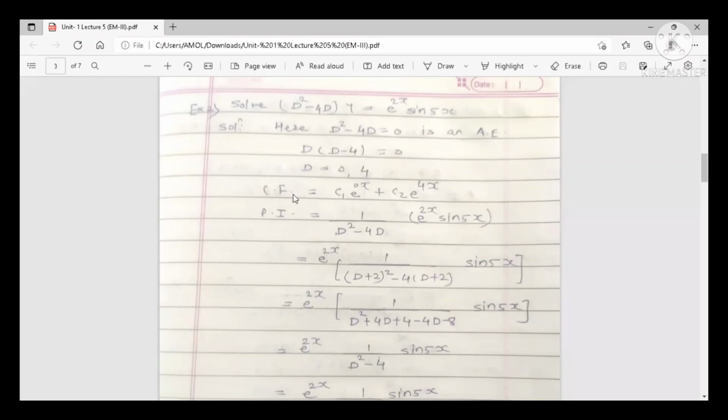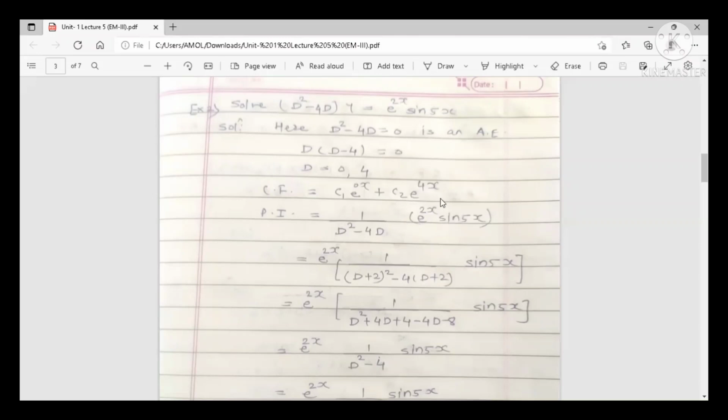So your complementary function is here: C1 e raised to 0x plus C2 e raised to 4x. So PI is equal to 1 upon phi of D into f of x. Now phi of D is here D square minus 4D, into f of x, which is here e raised to 2x into sine 5x. Now it is again the case of e raised to x into V.